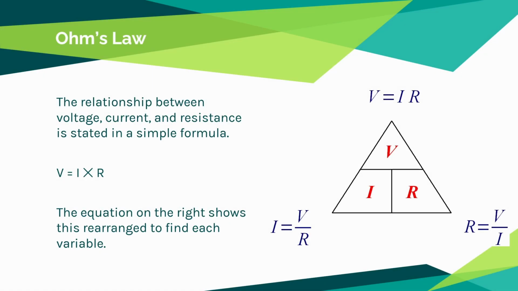Ohm's law, your final triangle of the year. Ohm's law shows the relationship between voltage, current, and resistance. The formula is V equals I times R. Voltage equals the current times the resistance. We can also rearrange that to solve for current or resistance depending on what information we are given.